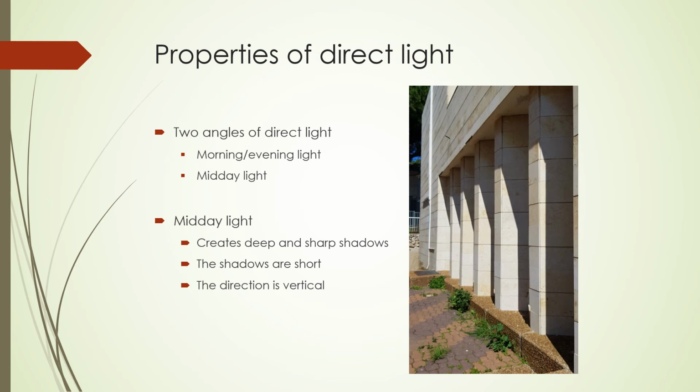So, what are the properties of direct light? We can split the day into two parts. Of course, there are more, but it's easier for our understanding and for the training of our photographer eyes. So basically, there are two angles of direct light: the morning and evening light, and the midday light. And they are very different.